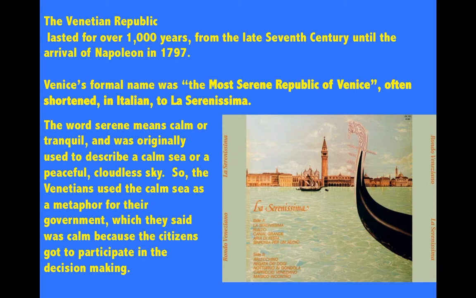Venice's formal name was the Most Serene Republic of Venice, and in Italian that's often shortened to La Serenissima. This shows you one value that Venice had, because serene means calm or tranquil or peaceful, and it was originally used to describe a calm sea or a peaceful cloudless sky. The Venetians used the calm sea as a metaphor for their own government, which they said was calm because the citizens got to participate in decision making.